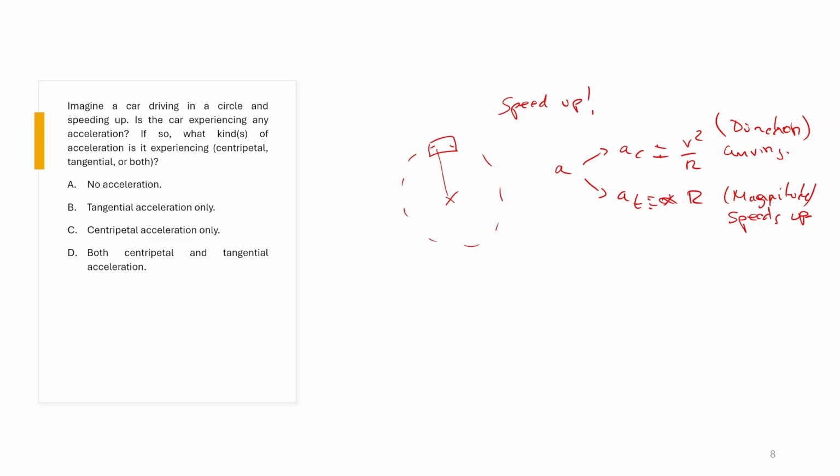Well, we're moving in a circle. So every time we move in a circle, we have centripetal acceleration for sure. But we're also speeding up. And to speed up, you always need a tangential acceleration. So what do you have? You have both a sub c and a sub t.